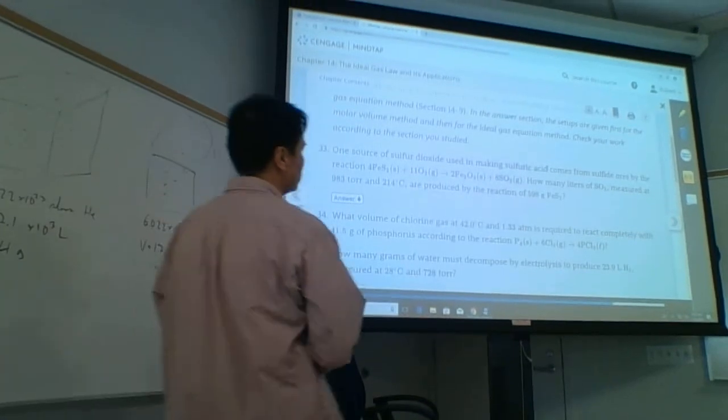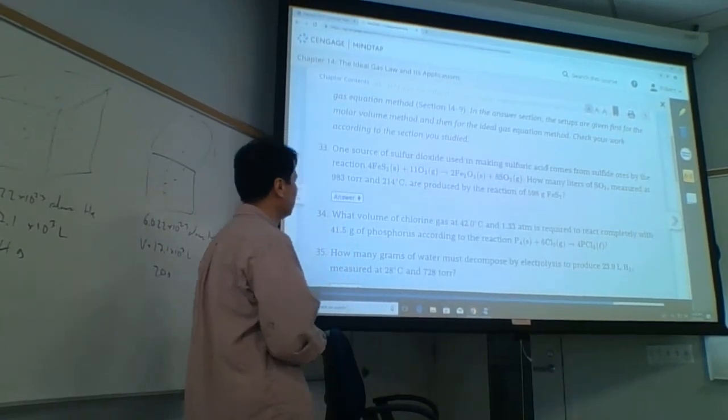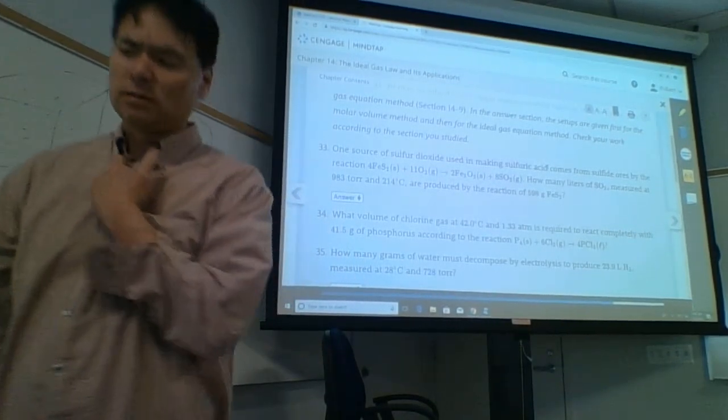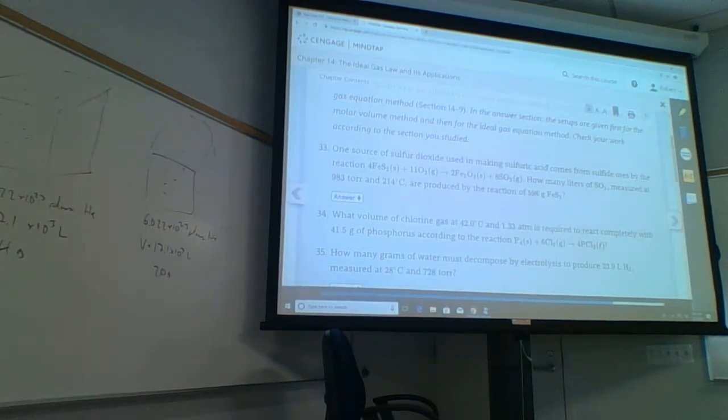How many liters of SO2 measured at 983? Okay. So in this case, we calculate the molar volume, or we use the ideal gas law.